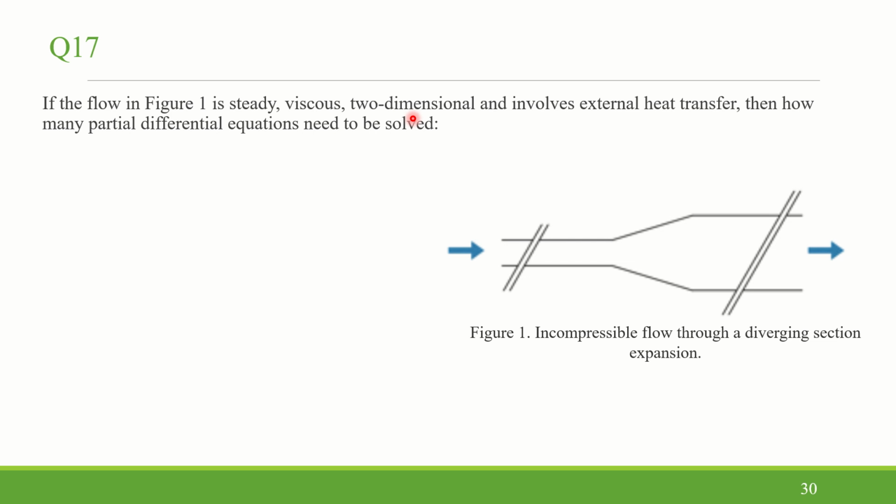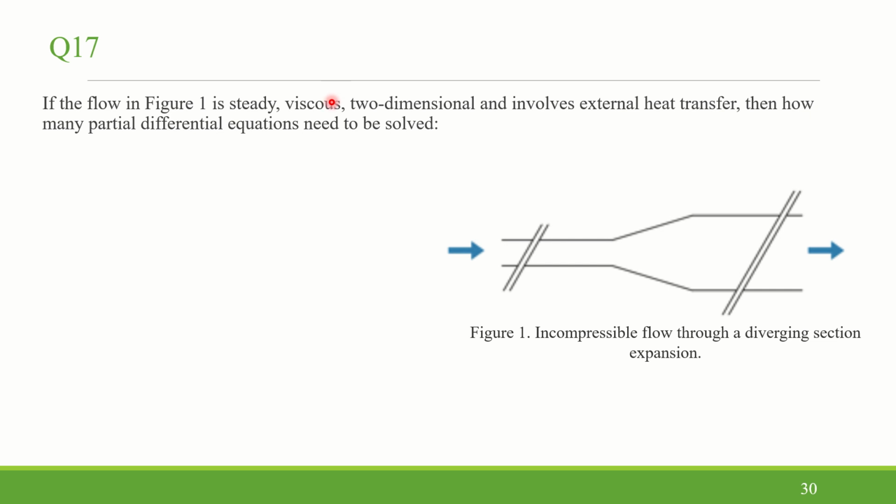First we'll see the flow is incompressible. So in general, what equations do we solve? In general, we solve the continuity equation and momentum conservation equations when there is a cold flow involved. So we have one continuity equation, and if the system is 3D, we have 3 momentum conservation equations. If it is 2D, we have 2 momentum conservation equations. Here in the question, the flow is steady, viscous, two-dimensional and involves external heat transfer.